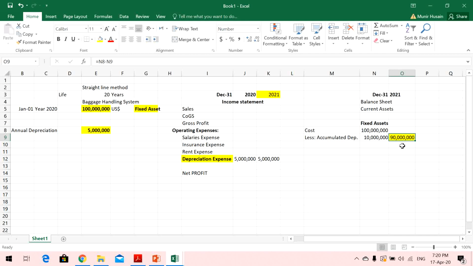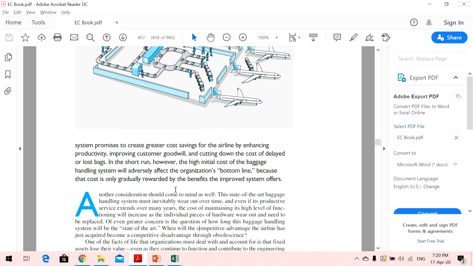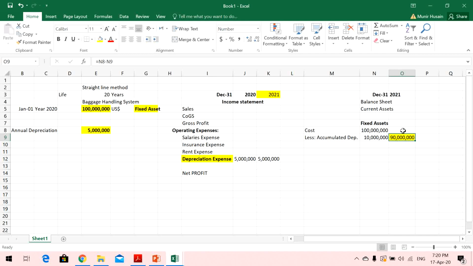Now say we continue with this example. Let's say after 2 years, Delta Airlines, in our example, receives an offer from Saudi Airlines that they want to purchase this conveyor belt system. So what should be the price? At which price should they sell?